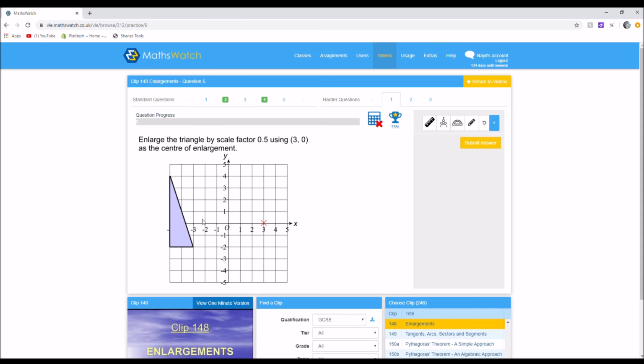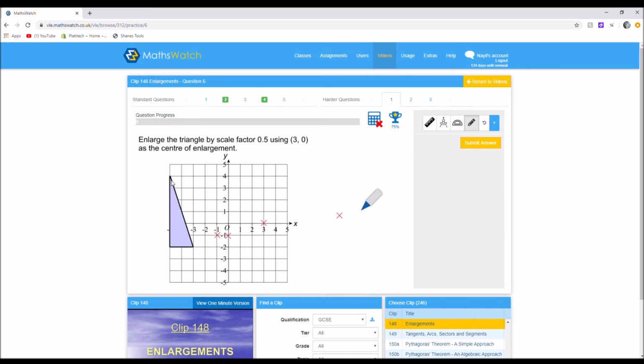Now instead of 6 across and 2 down, we're enlarging that by a half, which means we're halving it. So it's 3 across and 1 down. So I'll put a point there, 3 across and 1 down. Next, this point here, we're going 3, 6, 7, 8 across and 2 down, so that becomes 4 across and 1 down. Because we're halving it, so it's 4 across and 1 down, like that.